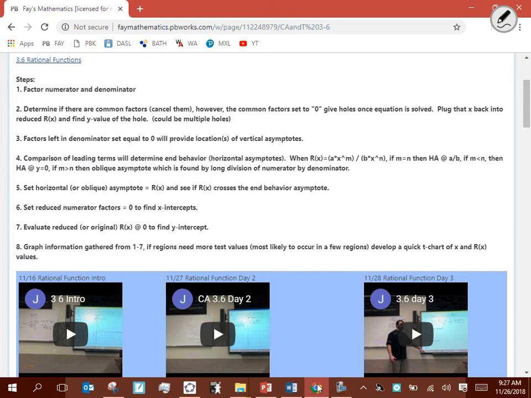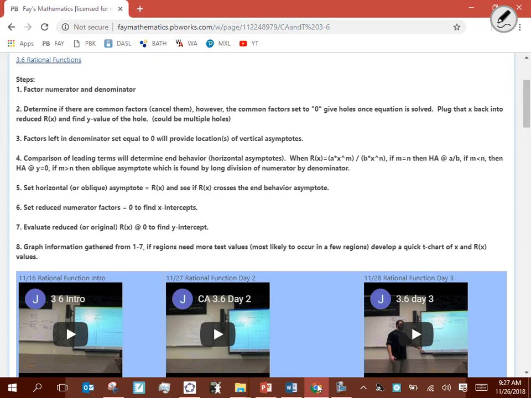Never allowed to cross them. Horizontal asymptotes are only an end-behavior concept, so you can cross them. Okay, you just won't cross them at a billion, or you might. I don't want to say that. You can cross them, but you cross them relatively close to 0.